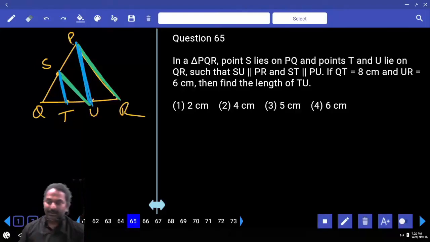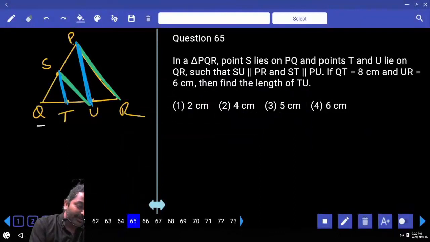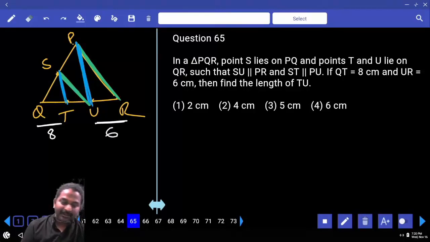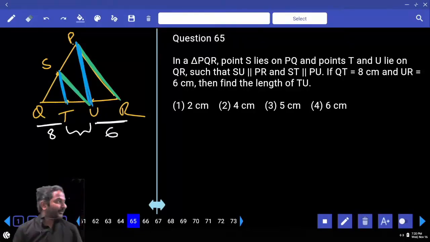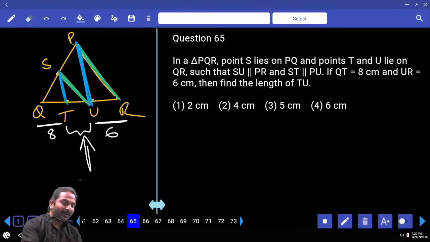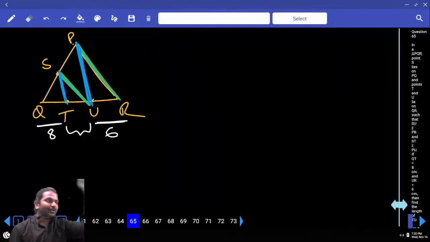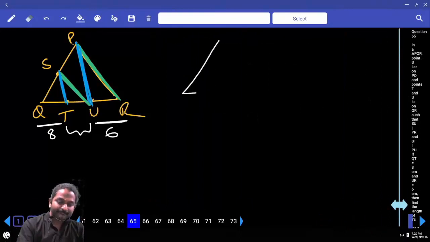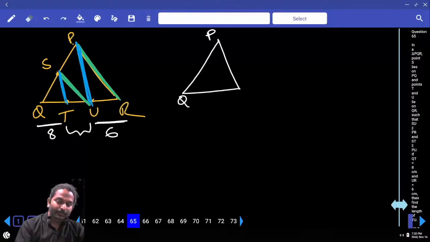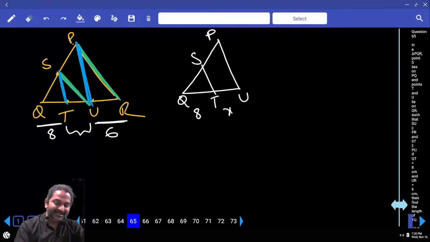Next, QT is equal to 8, UR is 6. We were asked to calculate the length of TU, this gap. Now I will consider two triangles. P, Q, U. This is 8 and this is X. Agreed?